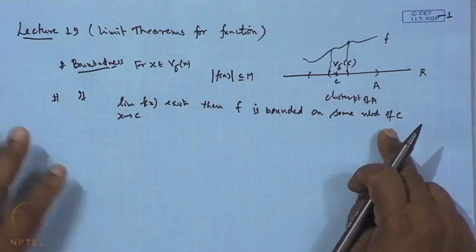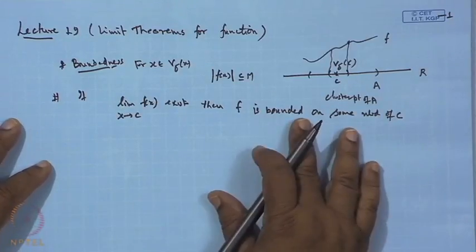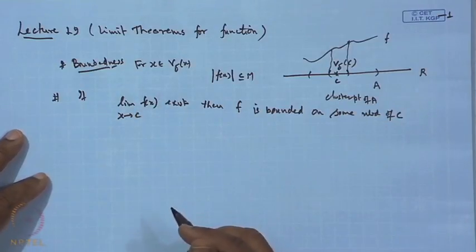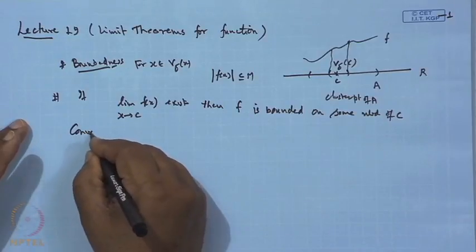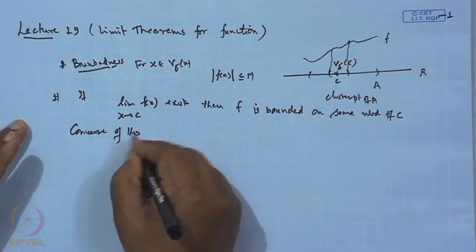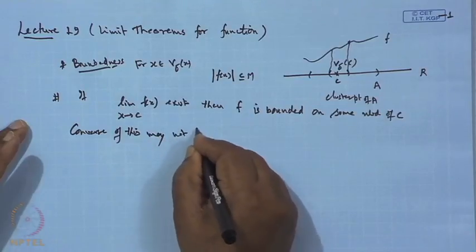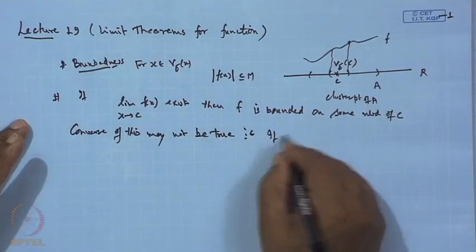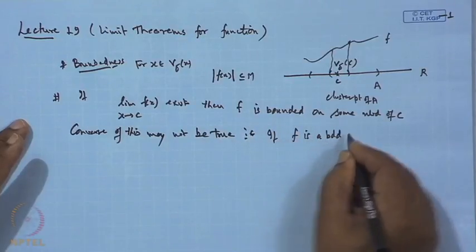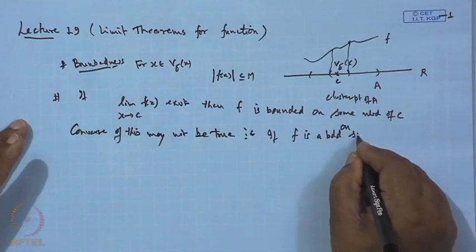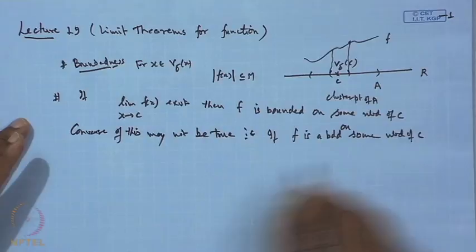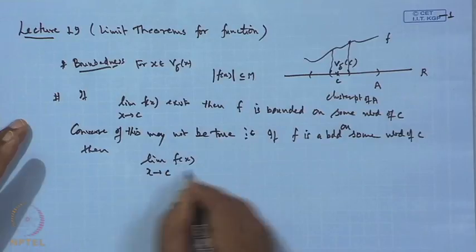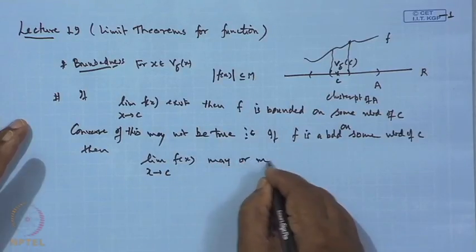What about the converse part? The converse means: if f is a bounded function on some neighborhood of a point C, can you say the function has a limit at C? The answer is no. The converse of this may not be true always. That is, if f is a bounded function on some neighborhood of C, then the limit of f(x) when x tends to C may or may not exist.